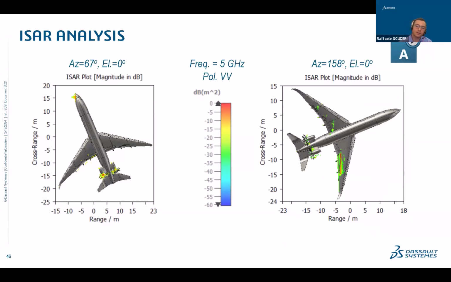But in this case, the sensor is not actually an optical camera as we normally use, but a radio frequency sensor. As you can see, I have calculated this ISAR image at 5 gigahertz for VV polarization. And now I can clearly see who is responsible for that peak in the RCS. So where this peak is coming from for different aspect angles, 67 degrees, 158 degrees. And I can immediately identify, for example, the nose and the blades of the aircraft as main contributors, okay?